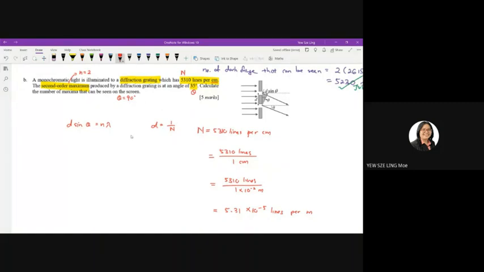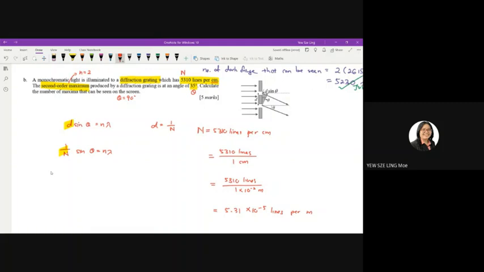Now, of course, you can write 1 over n into the original equation, where we have 1 over n sine theta equals n lambda. That is how you can write it in your exam. You don't have to calculate d first. You can straight away use 1 over n in your equation by substituting d equals 1 over n. That is accepted in your exam.